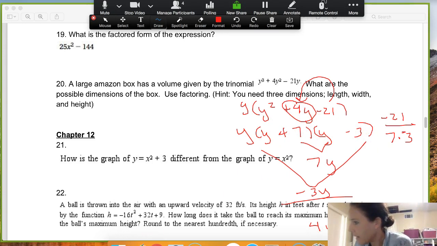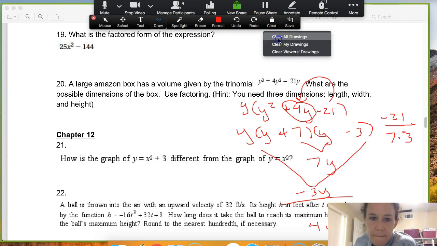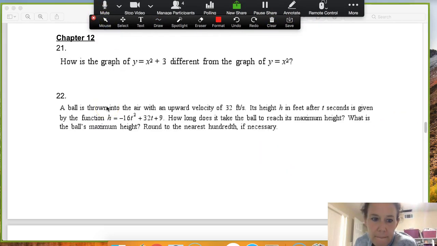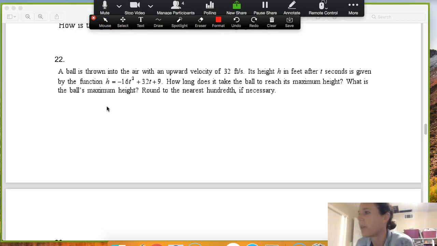All right, let's go to, what's our next one? 22, you want to look at? Okay, so this is your typical ball thrown in the air problem where you have your velocity and whatnot. So let's go ahead and look at 22. So if a ball, you know what I always like to do with these, just to help me with it, I like to draw a little picture so I can get a little visual.